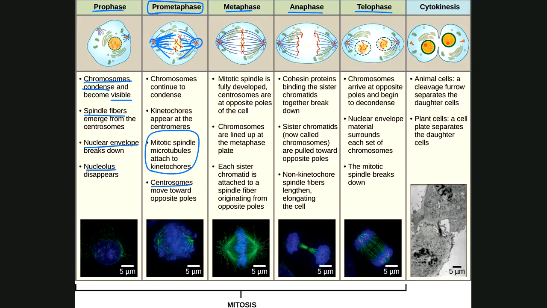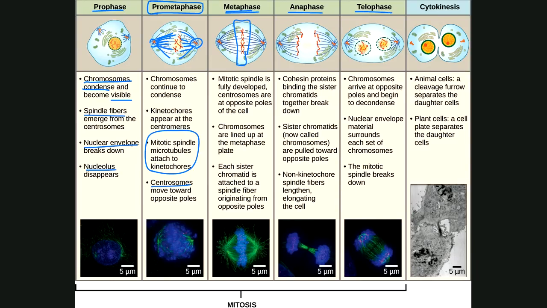All right, metaphase. As we move forward, then what happens? Well, notice the chromosomes have been moved so that they're lined up single file in the middle or the equator of the cell. So the spindle is attached, and that's what has manipulated the chromosomes to line up in the middle of the cell.